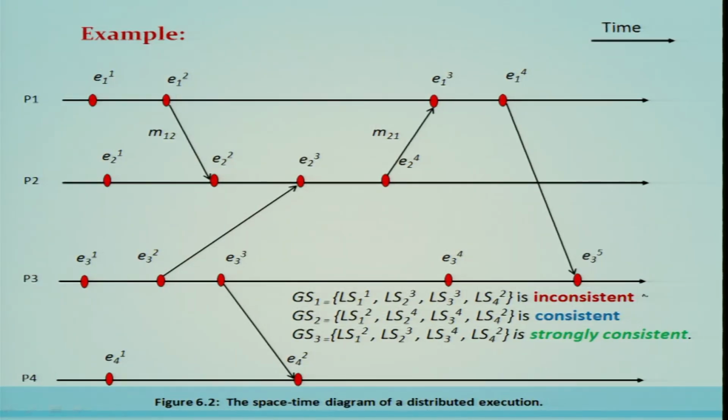So in the red, GS1 is shown as inconsistent. So LS1 of 1 will start over here, LS2 of 3, that means will go like this, and LS3 of 3 will come over here, and LS2 of 4 will basically come over here. So you can see that this particular message M12 is causing this particular global state to be inconsistent. Why? Because in this global state GS1 the receipt of a message is recorded but the send of a message is not recorded. So it's an inconsistent global state example.